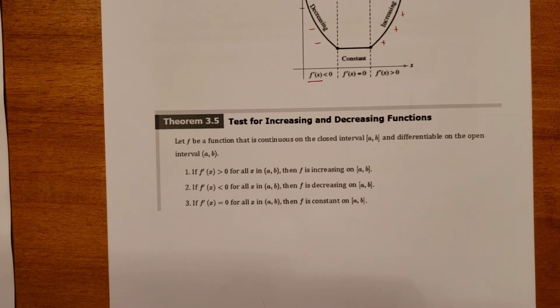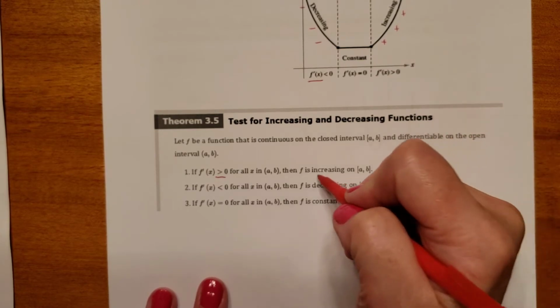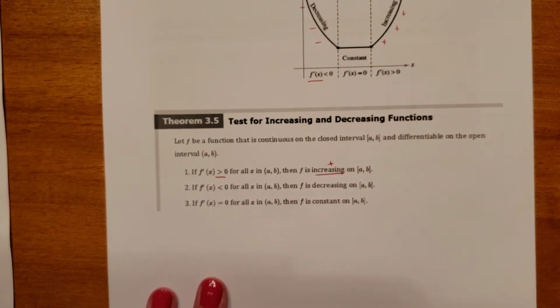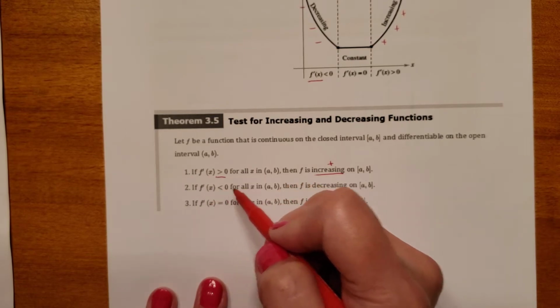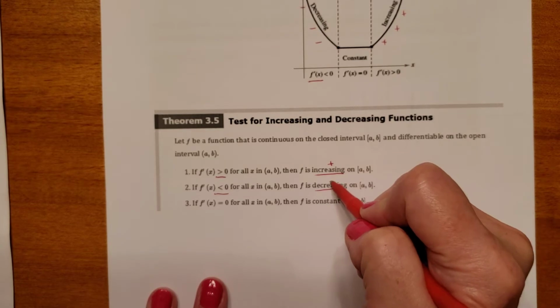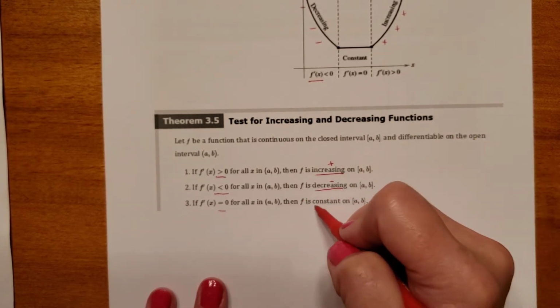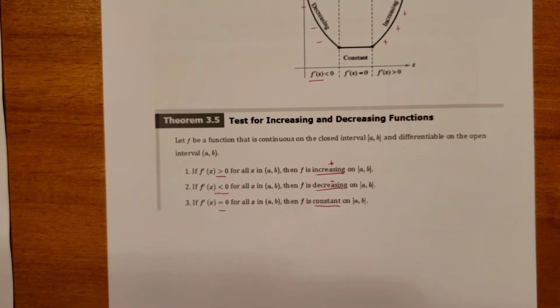So the test for increasing and decreasing. Let f be a function that is continuous on the closed interval [a, b] and differentiable on the open interval (a, b). If the first derivative is greater than zero for all x in (a, b), then f is increasing or has a positive slope. If f prime of x is less than zero or negative, then it's decreasing or has a negative slope. If the first derivative is equal to zero, then the slope is constant or equal to zero. All right.